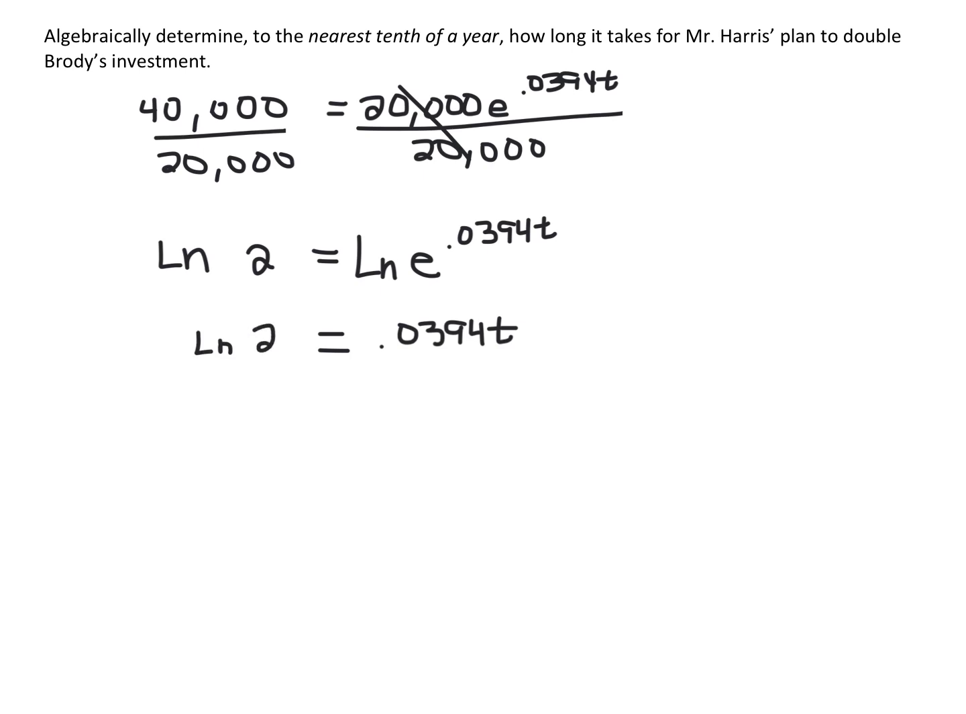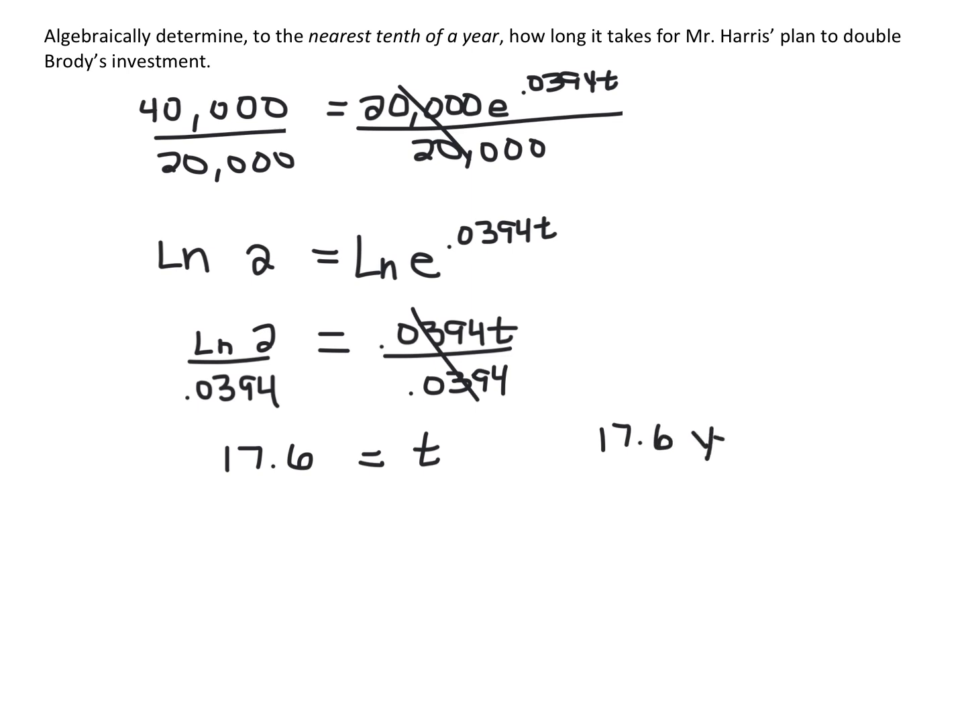Now to finish, we want to get this T right here by itself, so we need to get rid of the number in front of it. So let's just divide both sides of the equation by that number. Okay, and when we do, you could just plug this right in the calculator, to the nearest tenth, 17.6. Okay, so don't forget your units. You always need units with word problems, right? So the units here would be years.